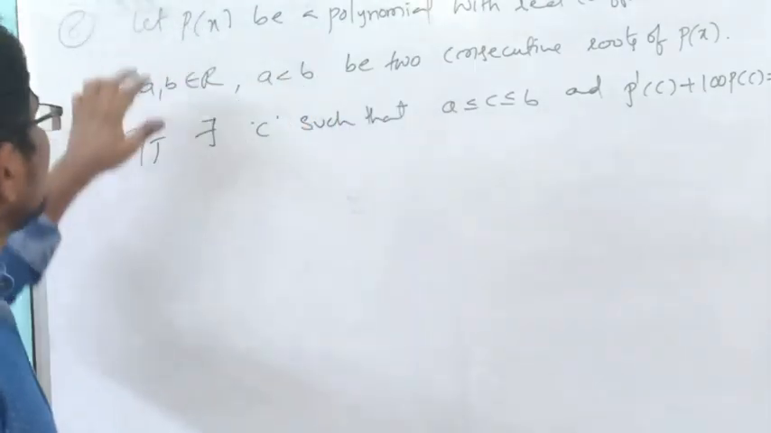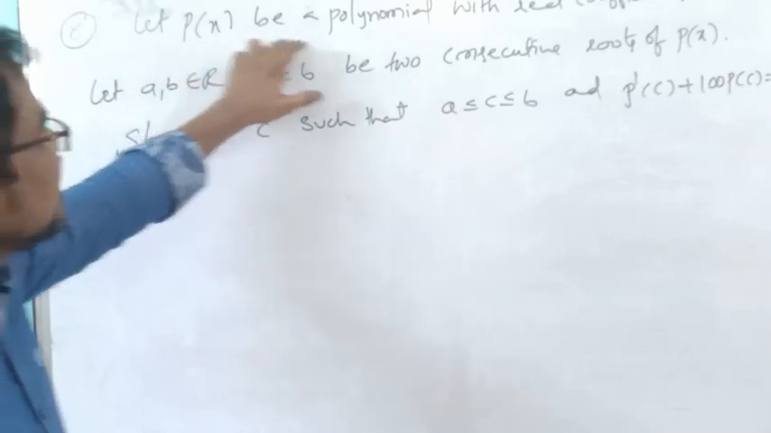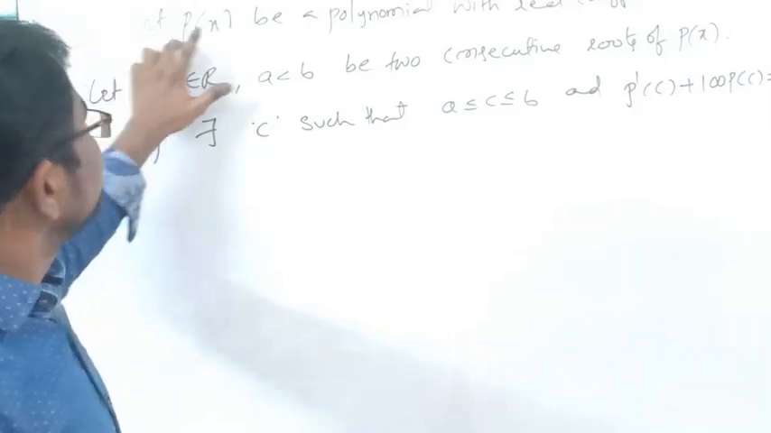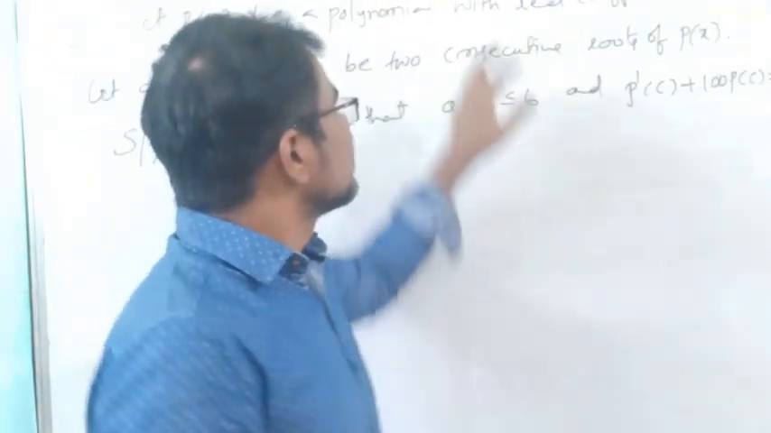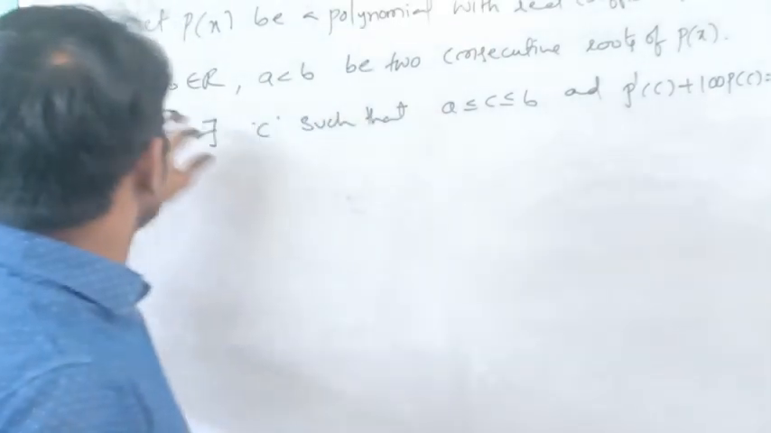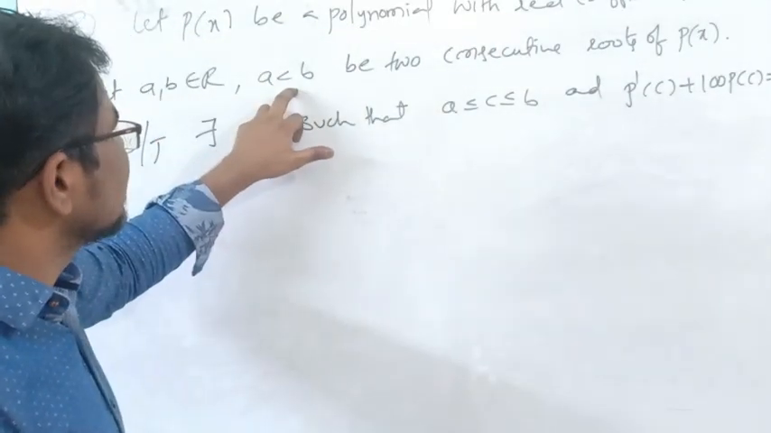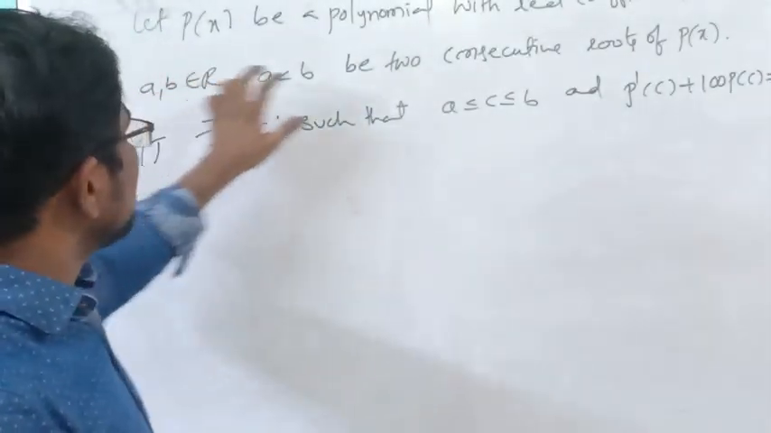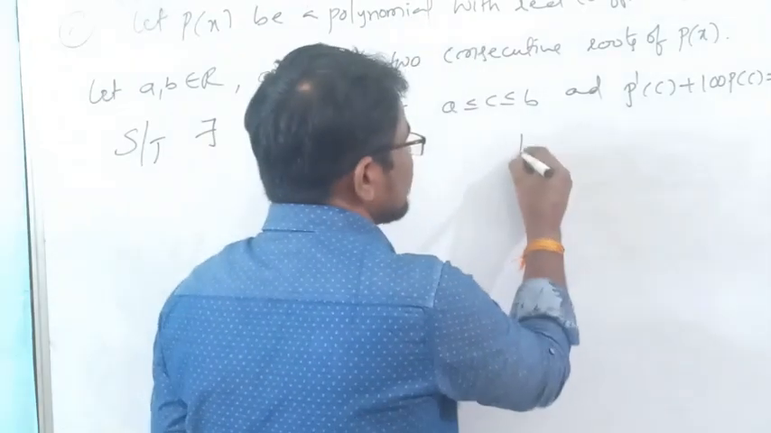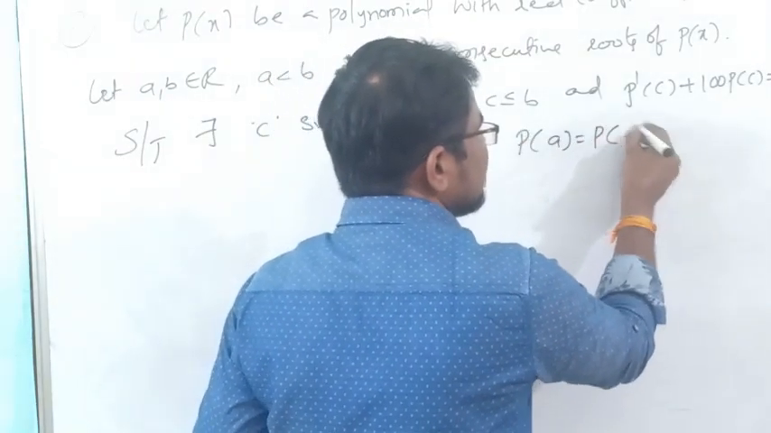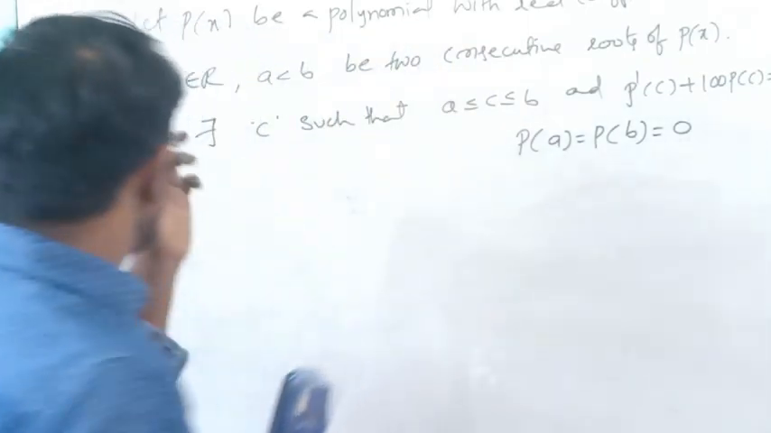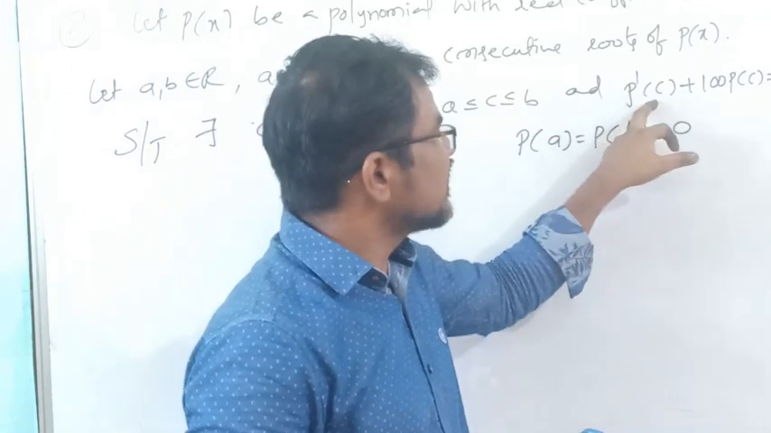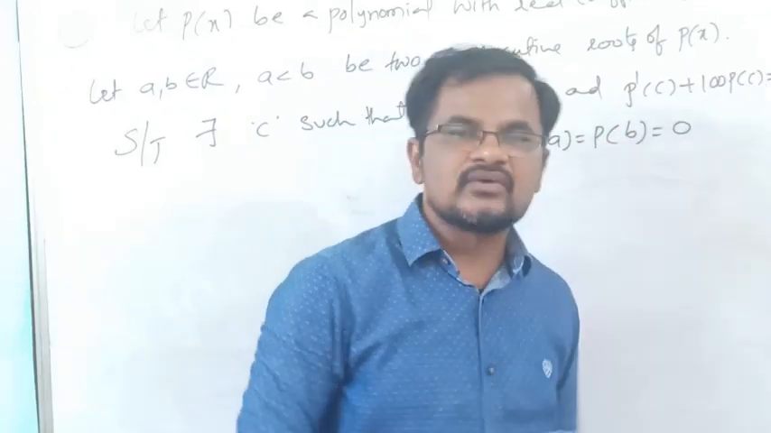Eighth problem. Let p of x be a polynomial with real coefficients. Let a comma b belongs to R, where a less than b, be two consecutive roots of p of x. Means a comma b are two consecutive roots of p of x. Means what they have given? P of a equal to p of b equal to 0. Then there exists at least one point c which belongs to a comma b such that p dash of c plus 100 p of c equal to 0.